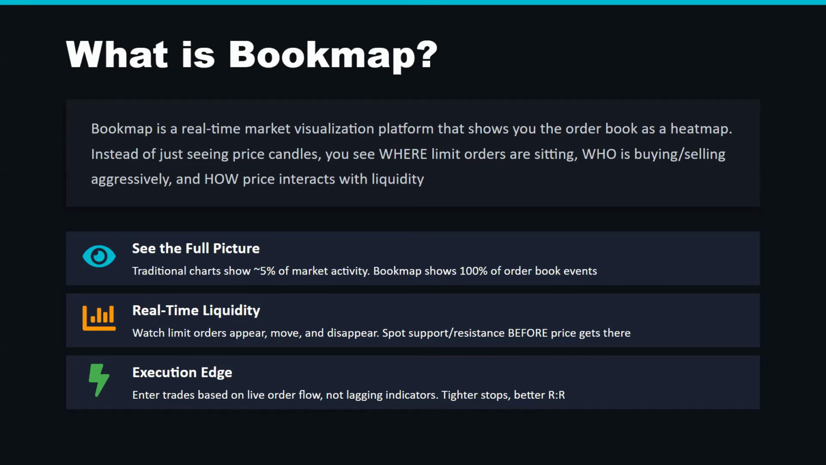So Bookmap solves that issue. It's a real-time visualization of an actual order book. You see limit orders as a heat map, you see executed trades as volume dots, and you see how price interacts with all the liquidity in real time. An interesting stat that Bookmap produced was that traditional charts only show you about 5% of market activity. The other 95% is what happened in the order book. It's very interesting to think about.